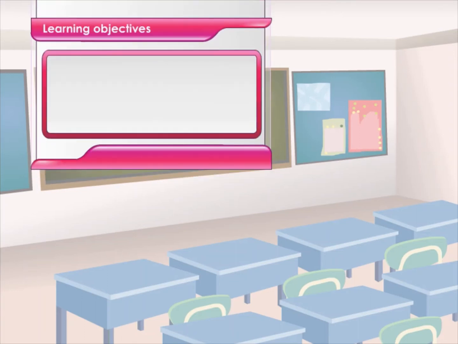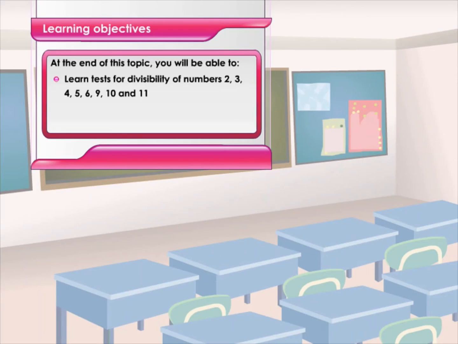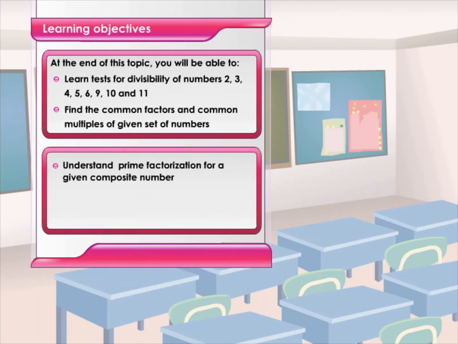Learning objectives. At the end of this topic, you will be able to learn tests for divisibility of numbers 2, 3, 4, 5, 6, 9, 10 and 11. Find the common factors and common multiples of a given set of numbers. Understand prime factorization for a given composite number.